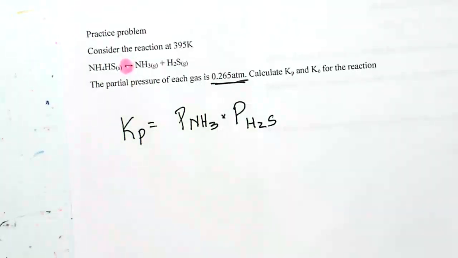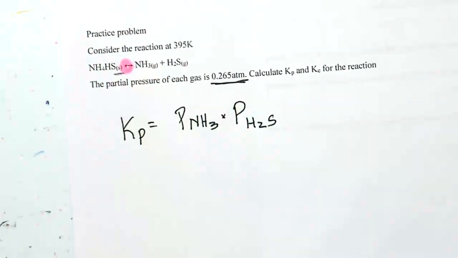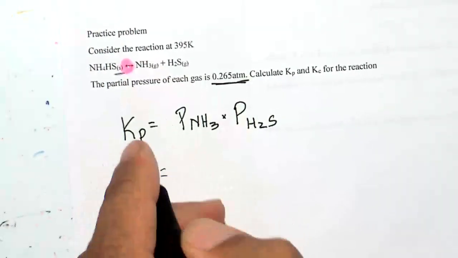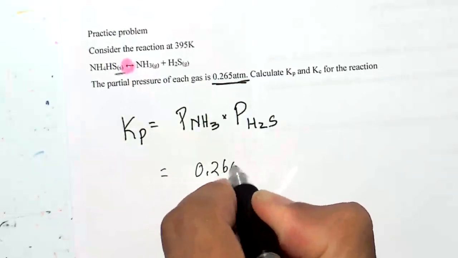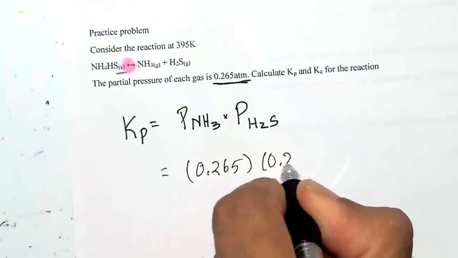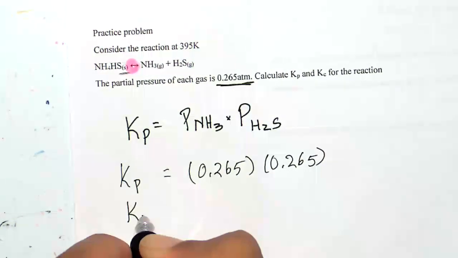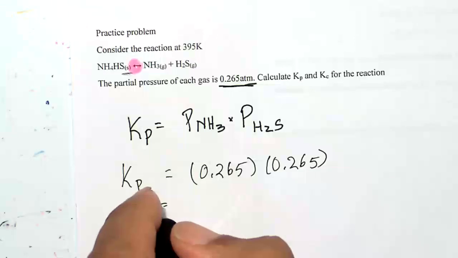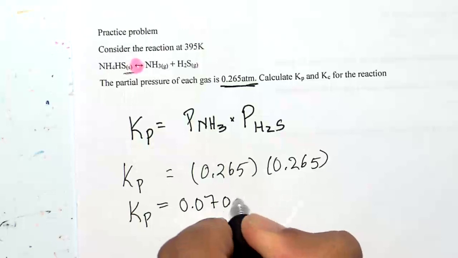We do not divide it. Why? How come? Okay, so it's a solid. All right, each pressure is 0.265 ATM. We don't have to worry about units. So the Kp here is going to be 0.265 times 0.265, and on my calculator I'm getting 0.0702.